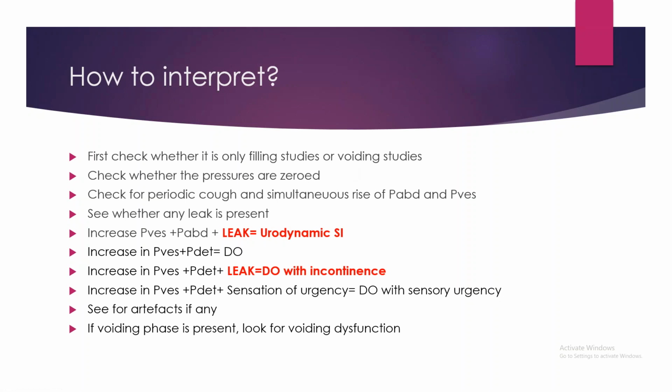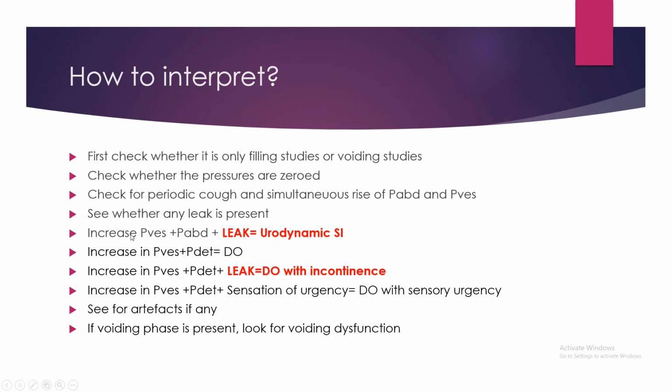So now whenever you get any urodynamics graph, how are you going to interpret it? First check whether it is a filling study or voiding study or both. Then see at the initial whether the pressures are zeroed or not. Then during the cough impulse, see whether there is a simultaneous rise of abdominal and vesical pressure, and whether there is any leak during cough or not.